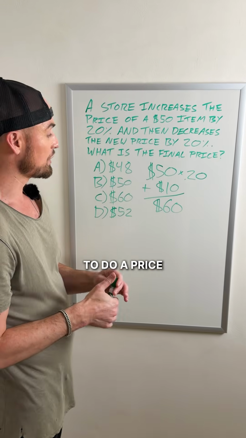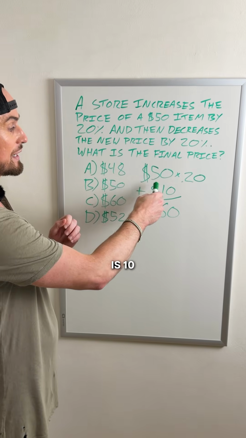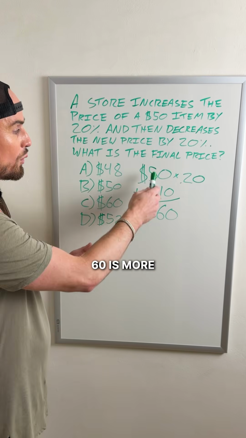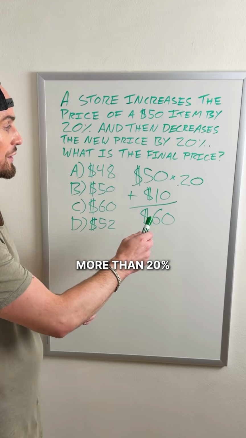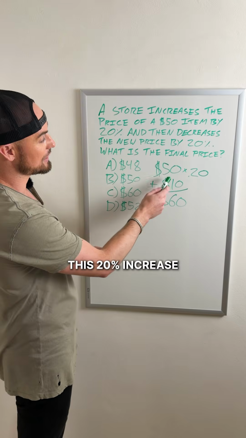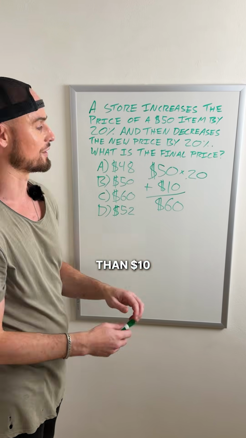Here's the thing, we're gonna do a price decrease of 20% now. And we just said that 20% of 50 is 10, but 60 is more than 50. So 20% of 60 is gonna be more than 20% of 50. So this 20% increase was $10, but this decrease is probably gonna be more than $10. And let's check that out.